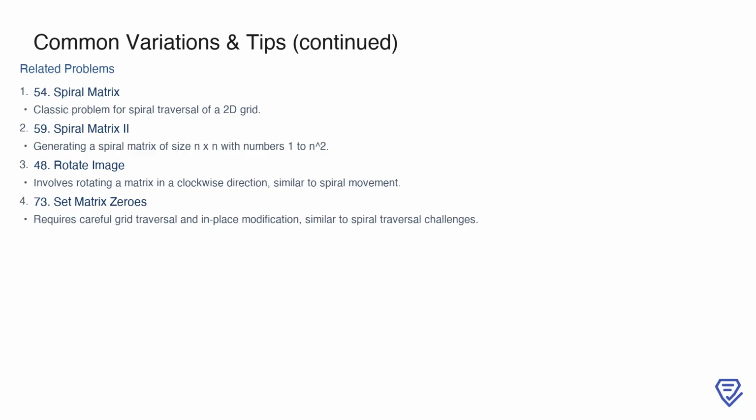Another related problem is problem 73, Set Matrix Zeroes, which involves careful grid traversal and in-place modification, echoing the challenges seen in spiral traversal tasks. These related problems highlight the versatility of mastering spiral traversal techniques.